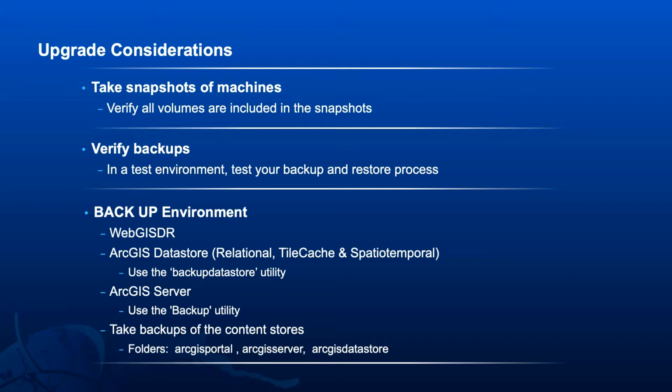Lastly, as each component has a backup method, you should use the WebGIS DR tool, which backs up your ArcGIS Enterprise portal items and settings, the hosted web layers, federated and hosting server settings, and hosted feature service data and hosted scene layer caches. The Backup Data Store utility backs up all ArcGIS Data Store content. The ArcGIS Server uses the backup utility. And lastly, back up the content stores for ArcGIS Portal, ArcGIS Server, and the ArcGIS Data Store.